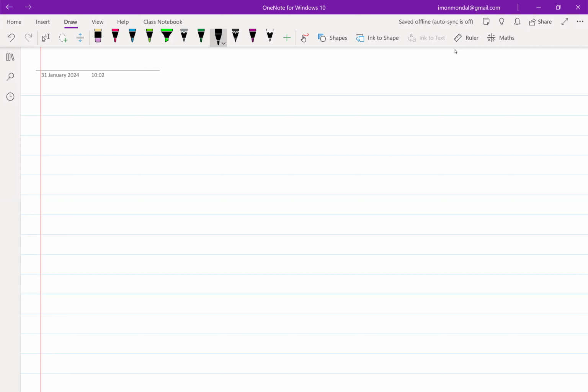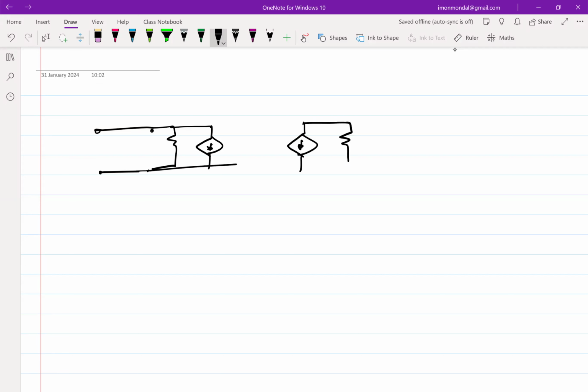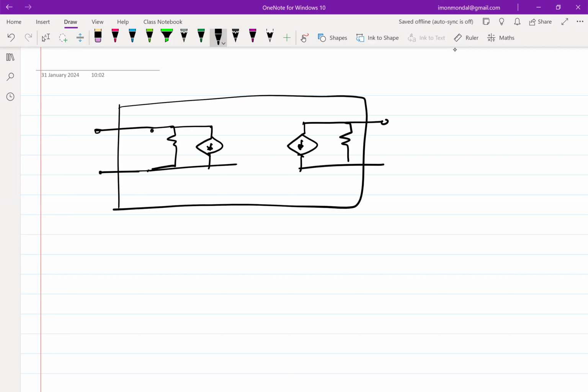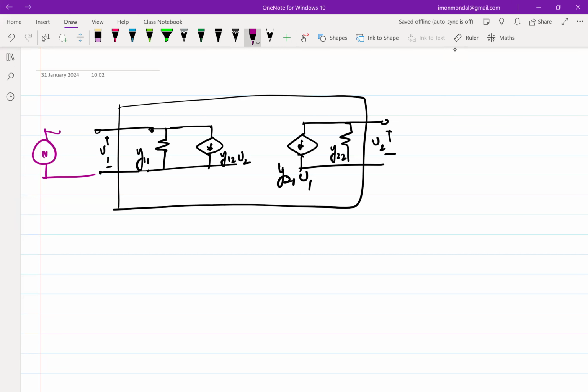So we essentially said that now a generic two-port network can be modeled like this, where this is the stuff inside the box. And now it depends on us how we connect the input, how we connect the output, and so on.